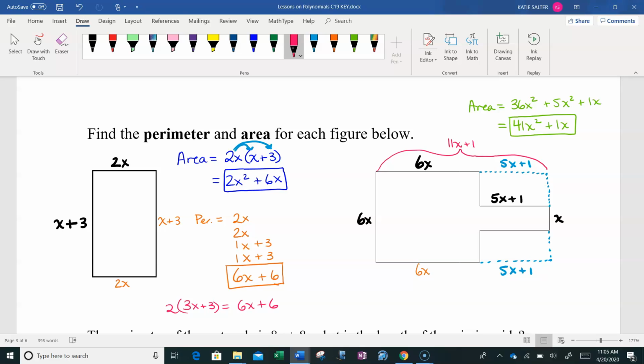And then obviously this side here is 6x. It doesn't even matter what these pieces were, because if this side is 6x, this side over here is also 6x. And then this side over here is also 11x plus 1. And obviously this side's 6x. So then all we have to do is add all those up.